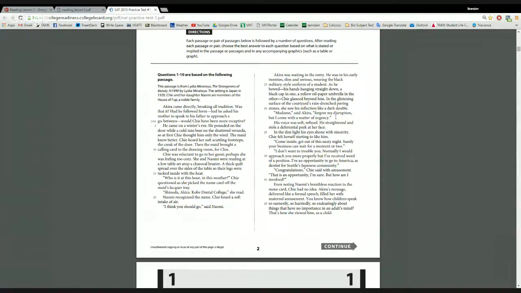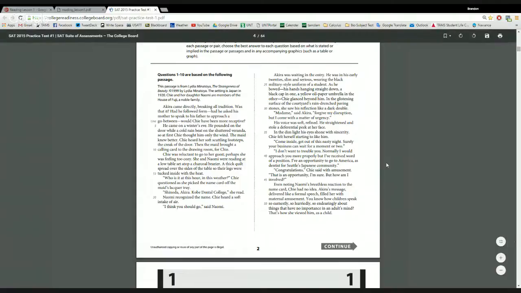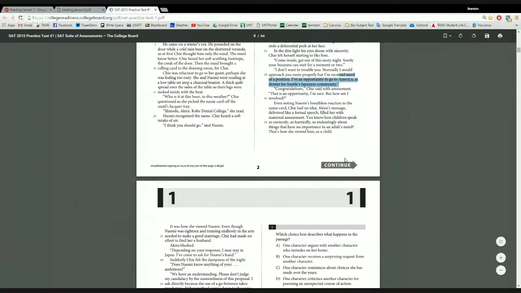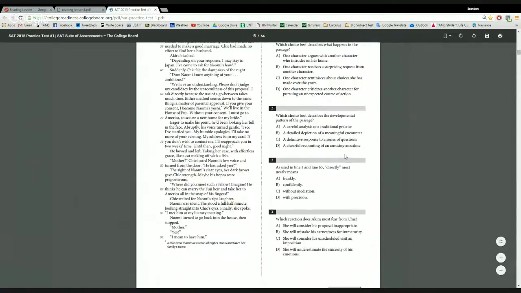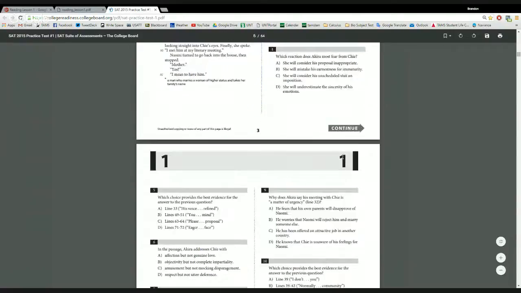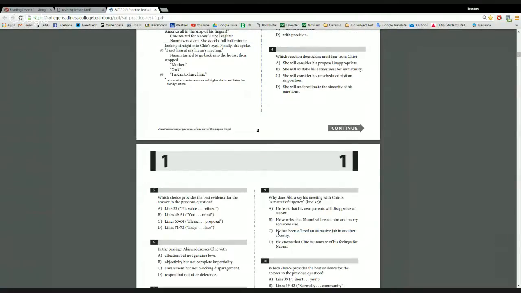In this case, if you read quite below, he actually says the answer to that. I have an opportunity to go to America as a dentist for Seattle's Japanese community. That is the answer. So we're basically looking for him just going to the U.S. or a new country to get a job. And what do you know? That's actually what C says. If you look at all the answer choices, they do not. It's actually stated directly in this text where the answer C is found. So there's no doubt that is the correct answer.